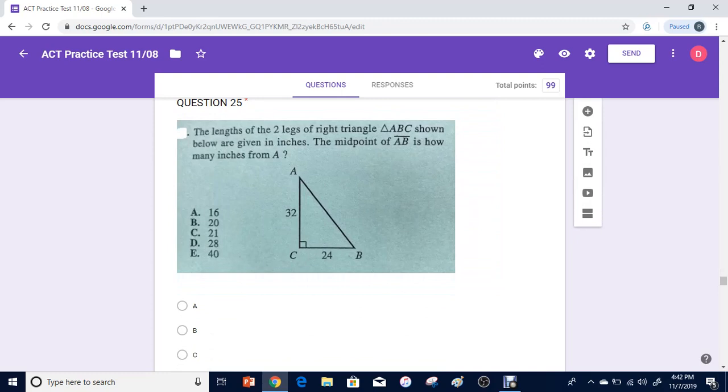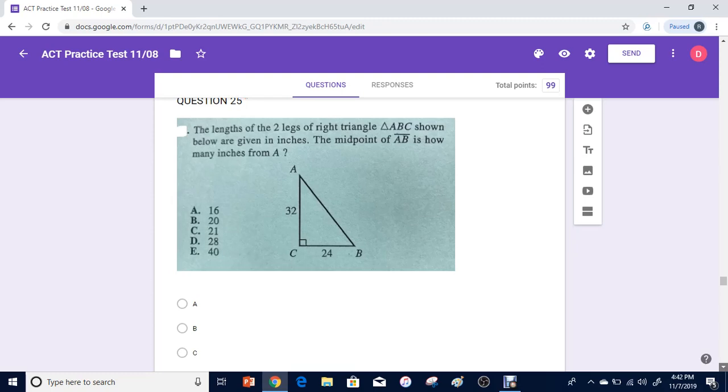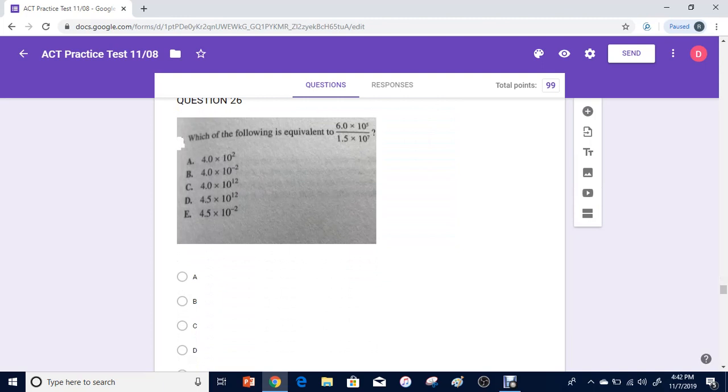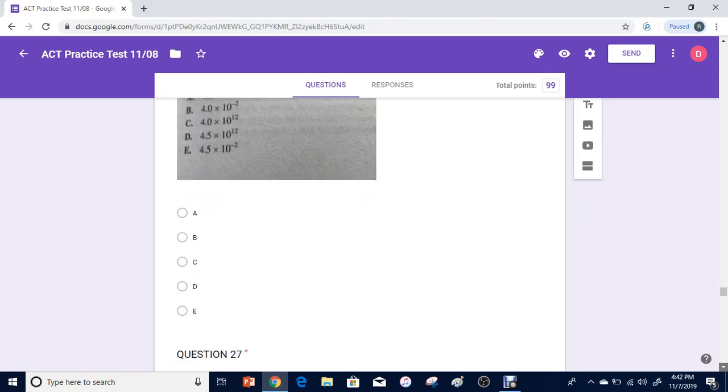Okay, a squared plus b squared equals c squared. But watch right here. They want the midpoint. Okay, 26. Plug this into your calculator just the way it's written. Go to alpha, y equals, put it in a fraction, and solve.